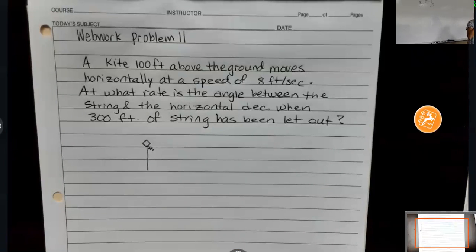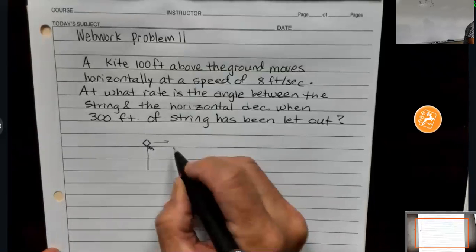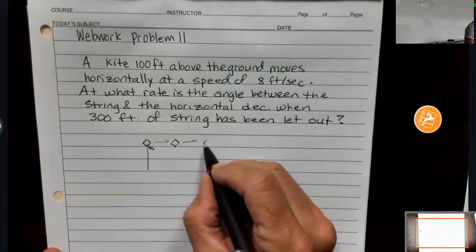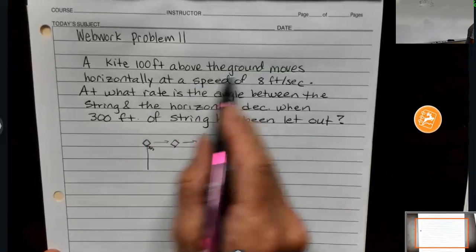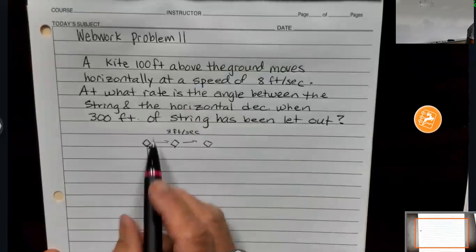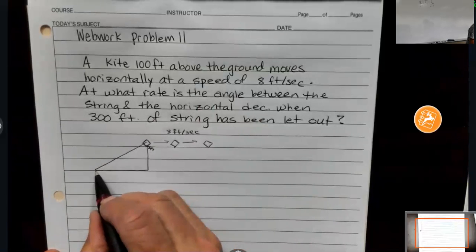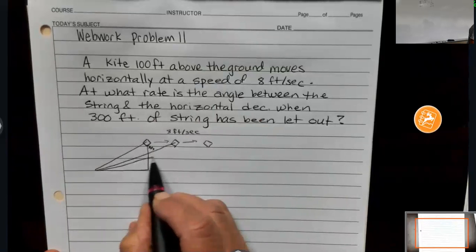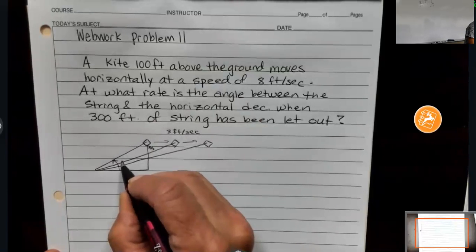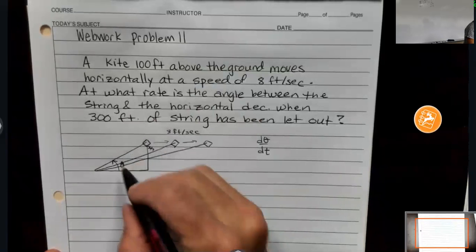Okay. Gotcha. Okay, this kite stays at 100 feet above the ground, but it's moving horizontally. So maybe in a few minutes it's over here. And then it keeps moving horizontally. So 100 feet above the ground, it's moving at 8 feet per second that way. At what rate is the angle between the string and the horizontal changing? You see how as the kite moves, that angle is going to get smaller, right? At what rate is this angle changing? Let's call that angle theta. So we want d theta dt when 300 feet of string is being let out.